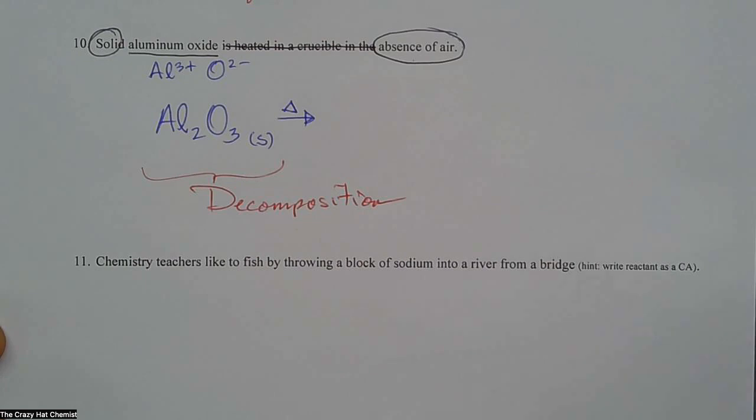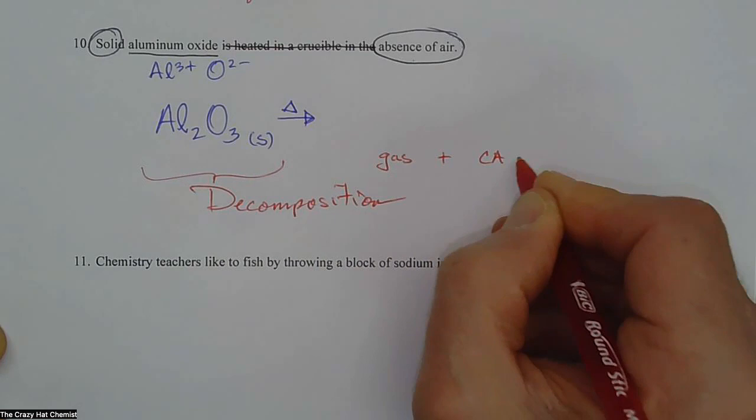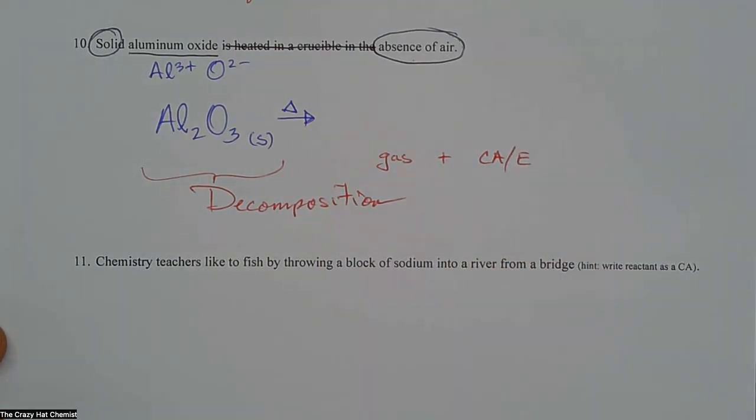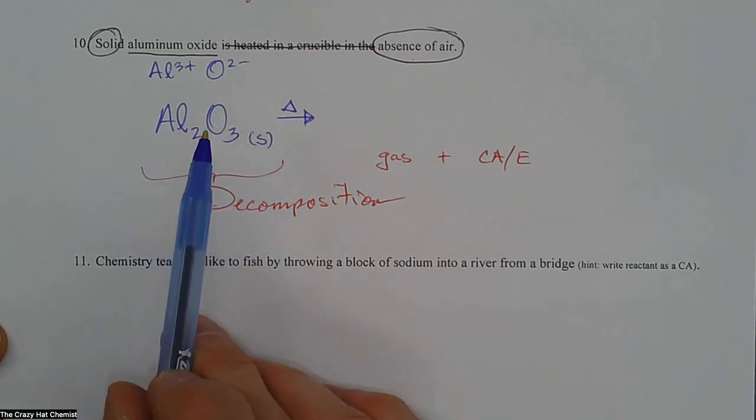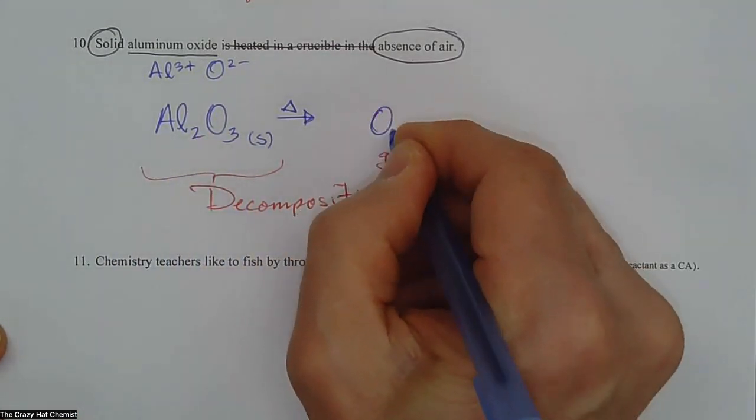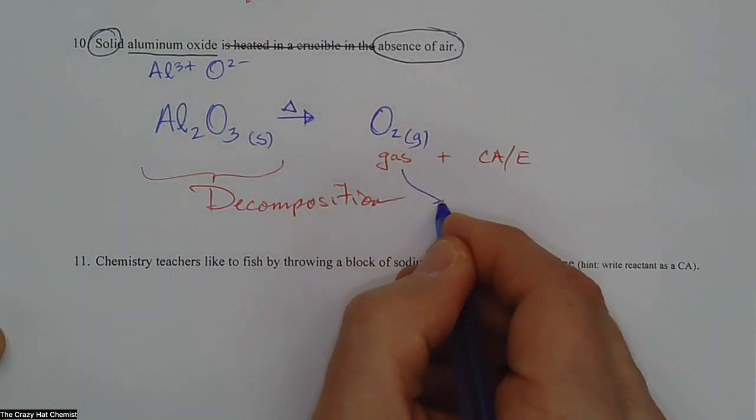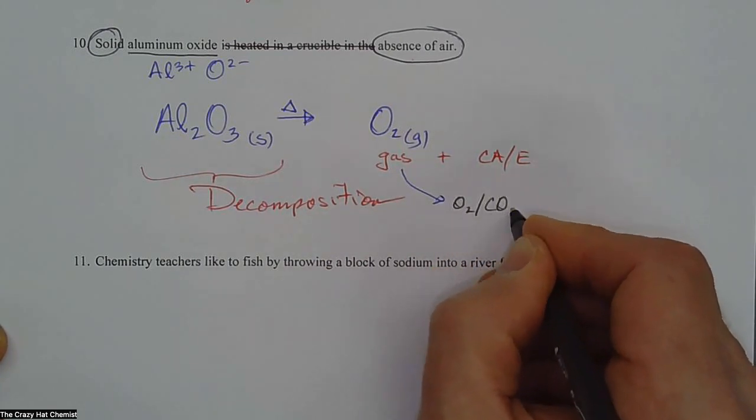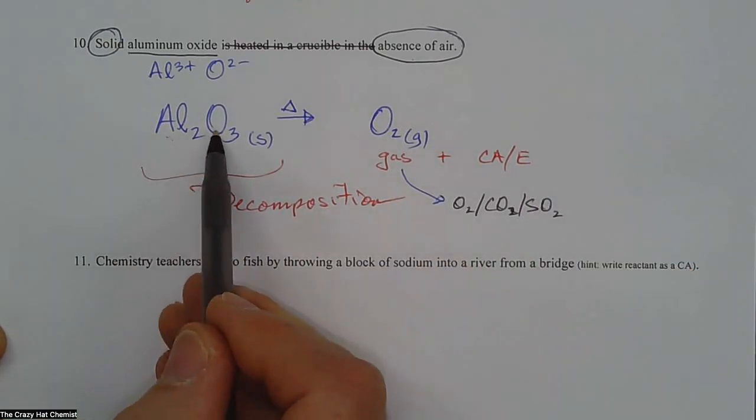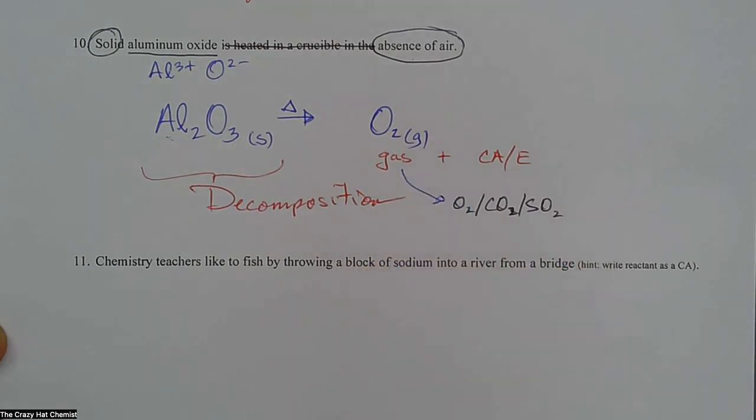So there's a decomposition reaction. And on a decomposition reaction, what do you get on products? You get a gas plus a cation anion or an element. Those are the possibilities that you get. You're going to look over here on the reactant side and figure out what kind of gas you would get. The gas which you would get would be oxygen. That is diatomic. And typically the gases that you're going to get for these reactions are either oxygen, carbon dioxide, or sulfur dioxide. Since there's no sulfur or carbon, you cannot get carbon dioxide or sulfur dioxide. So you have to get the oxygen.